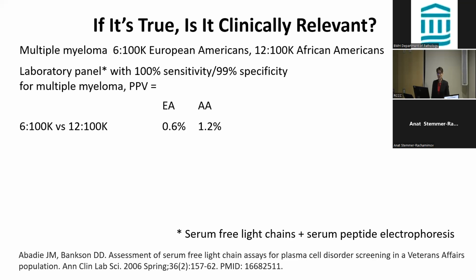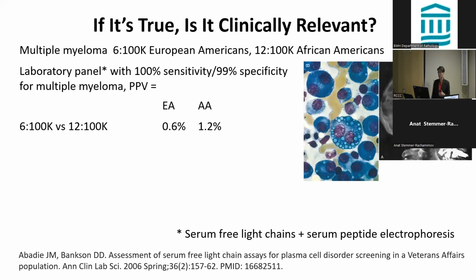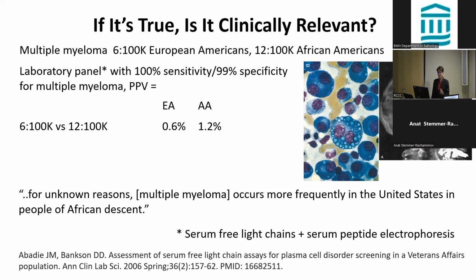Because how do we make the diagnosis? We don't pull in 100,000 European Americans and 100,000 African Americans and say, you know, 6 of you have this, 12 of you have that one, go find it. What we do is we look at the patients and the symptoms they present with, and we use things like morphology and radiology to come up with our diagnosis. But this is what it says: for unknown reasons, it occurs more frequently in the United States in people of African descent.